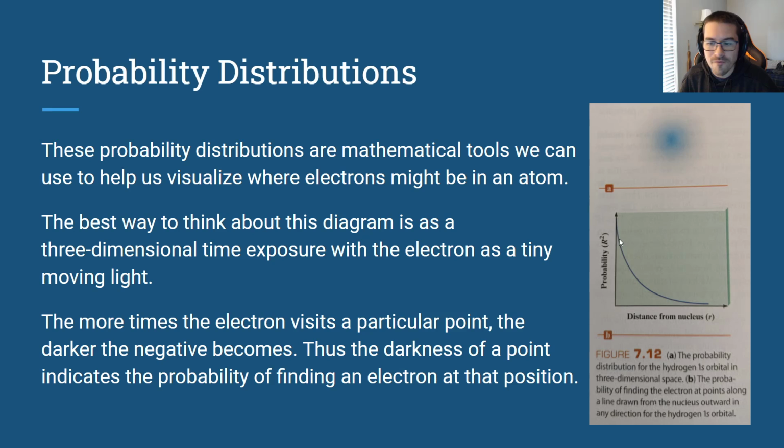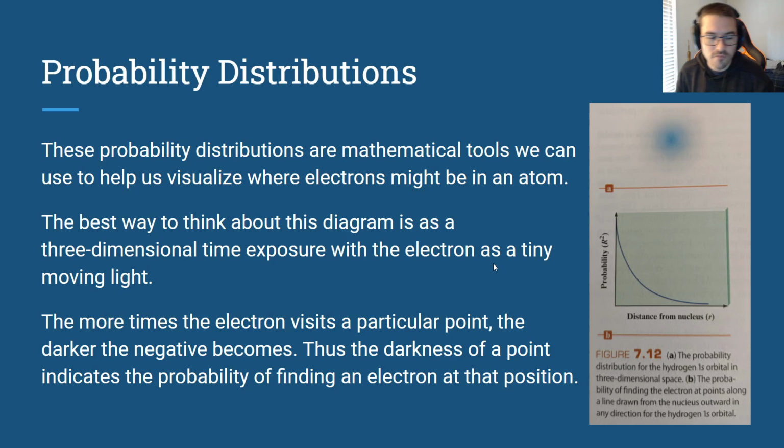And then there's a graphical representation of that as well. All this shows us is that the probability of finding an electron is higher as you get closer to the nucleus. Distance from nucleus, this would be 0, and this would be some large distance. You have a higher probability of finding the electron closer to the nucleus than you do when you're farther away.